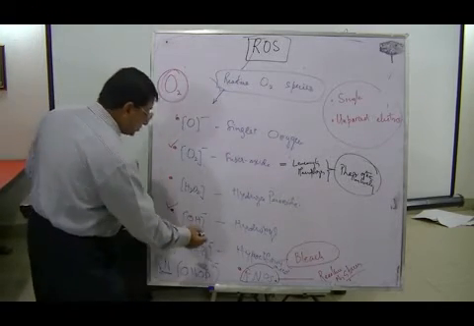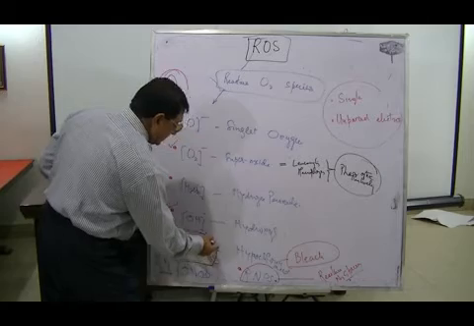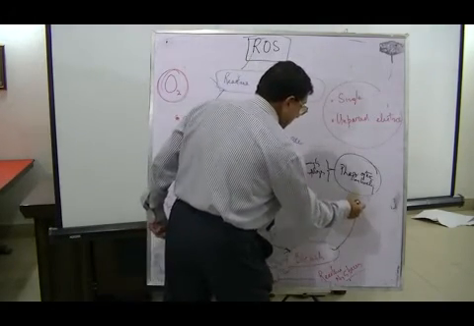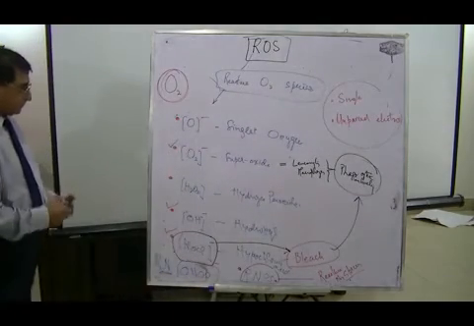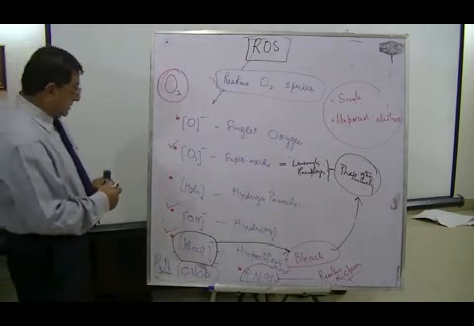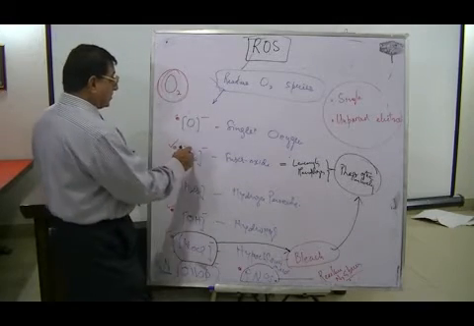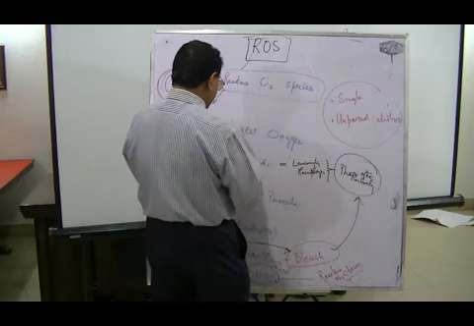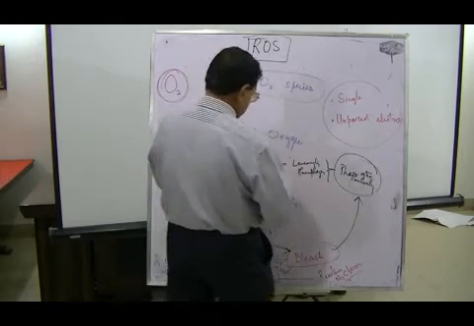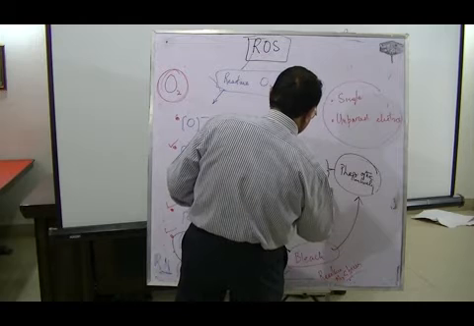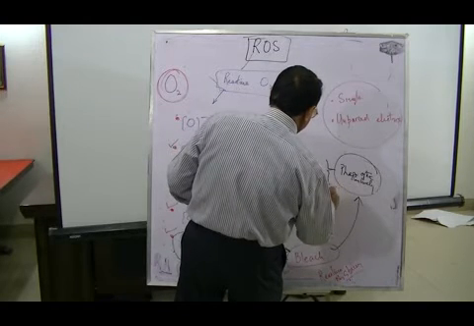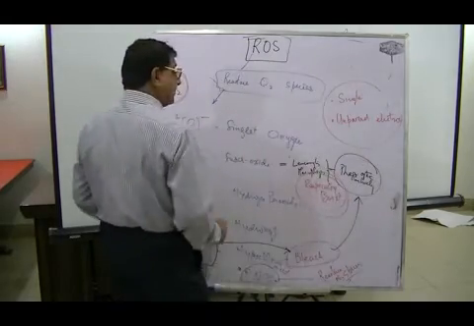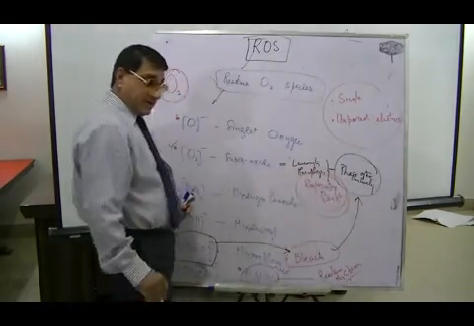Similarly, HOCl, this hypochlorous acid, which is called bleach, has got an important phagocytic activity. So, this formation of O2 takes place when there is a phenomenon called respiratory burst, and superoxide is formed, and superoxide will kill the bacteria.